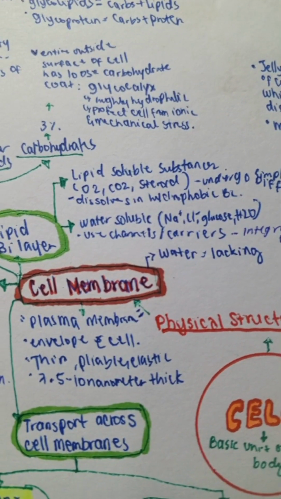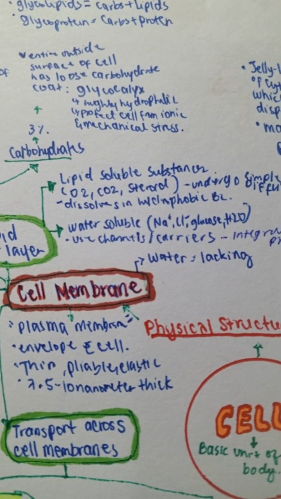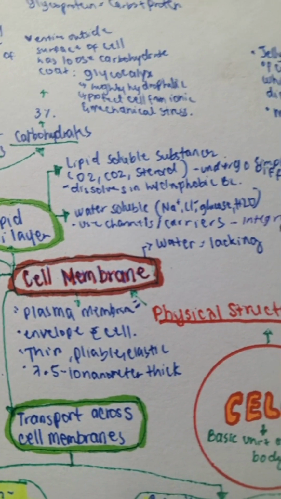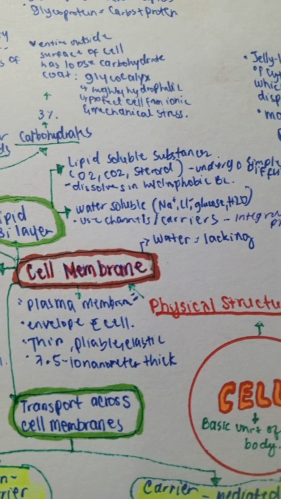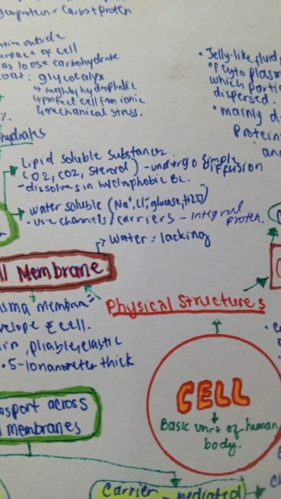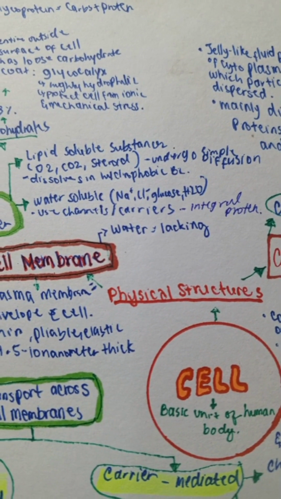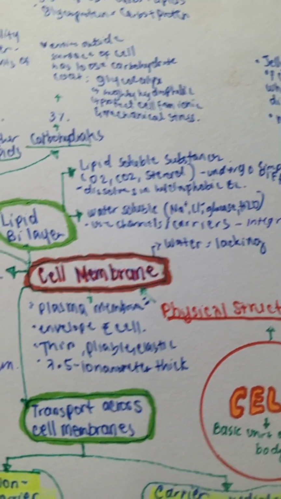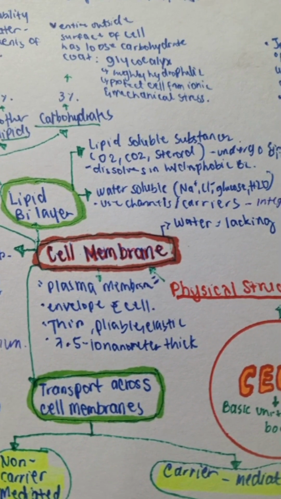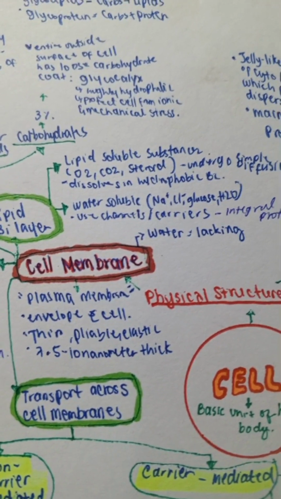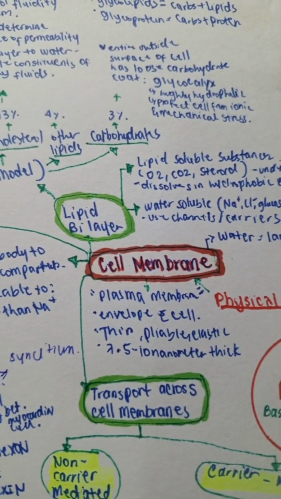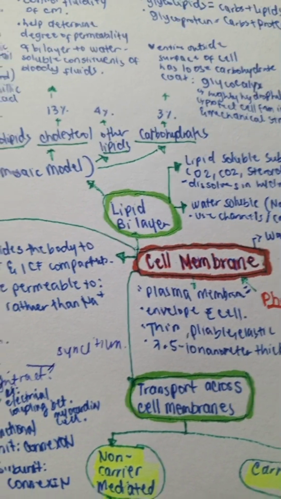And other substances such as sodium chloride, glucose, and hydrogen are water soluble. This uses channels or carriers such as integral proteins. So in the cell membrane, the water is lacking. So lipid soluble substances can pass through or undergo simple diffusion. So what is the lipid bilayer?